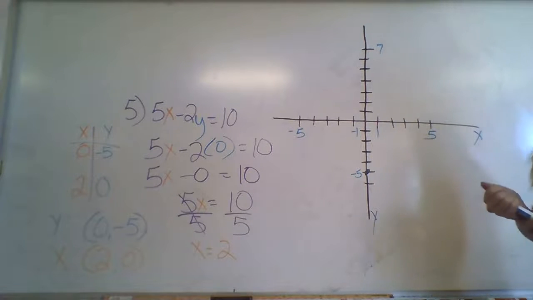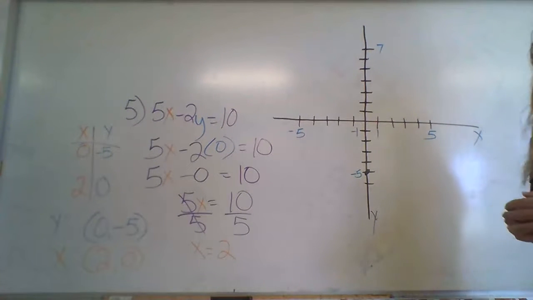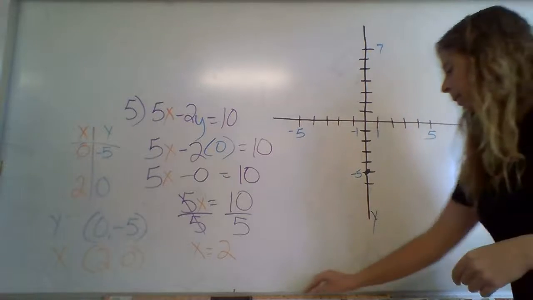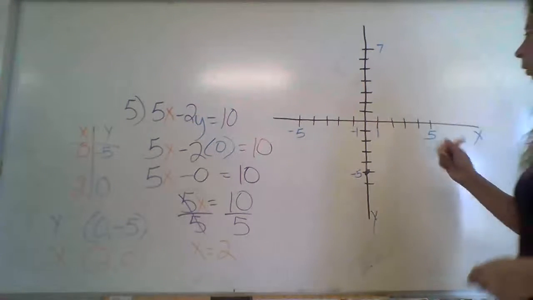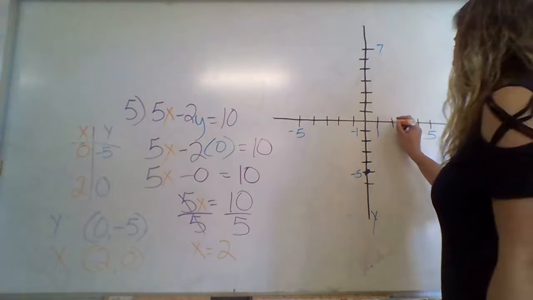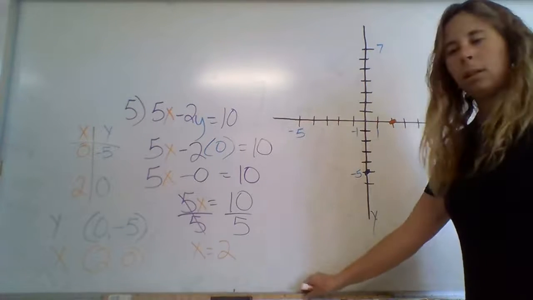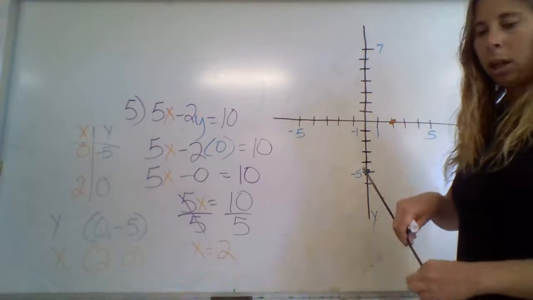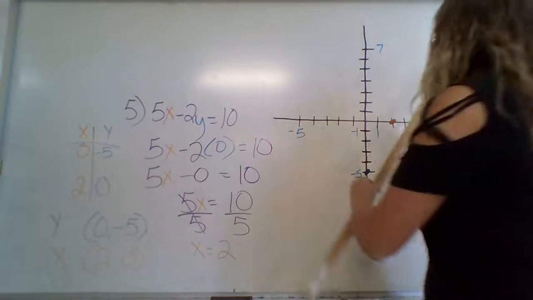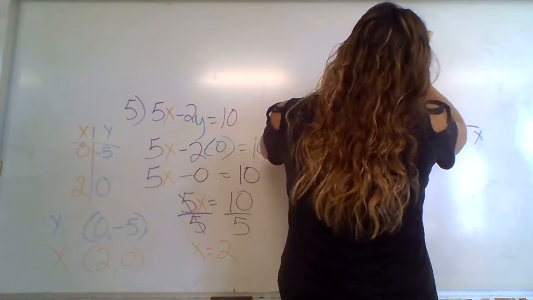Then our x-intercept is (2, 0). So x is 1, 2. Y is 0. Right? And then you would just connect your points by a line.